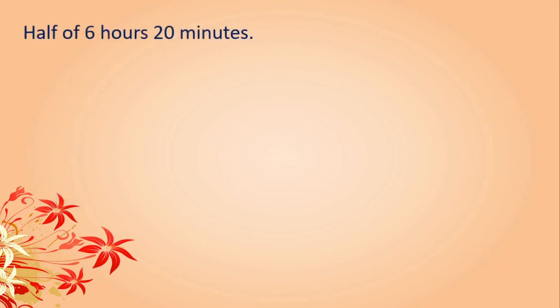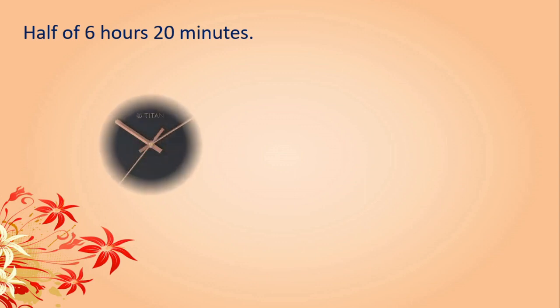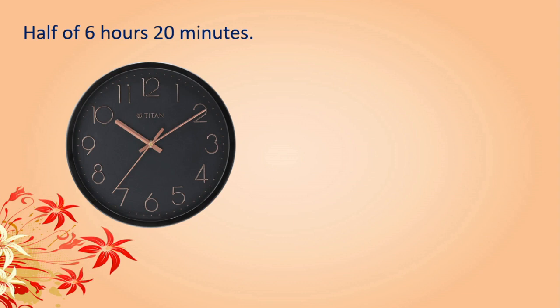Half of 6 hours 20 minutes. Yes, dear children, here you can see a clock. What we have to find out here? The half of 6 hours and 20 minutes. We will go through by steps. First we will count about only the hours. Yes, half of 6 hours. Half of 6 is how much? 3. Right? So we will write 3 hours. Here hours is there, so we will write here hours. Okay? Next we will go for minutes.